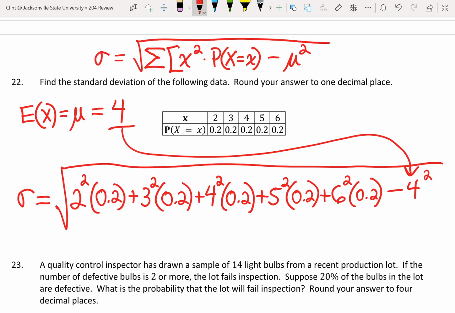Oh, I forgot one, sorry. Square root of 2, yeah. So square root of 2, it says round to one decimal place, so 1.4.